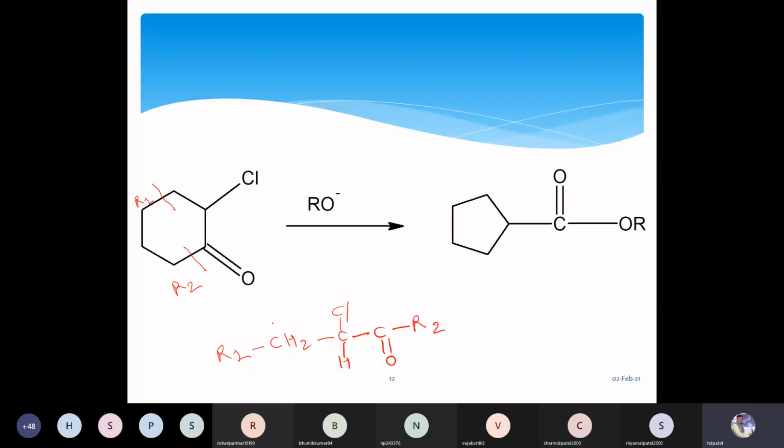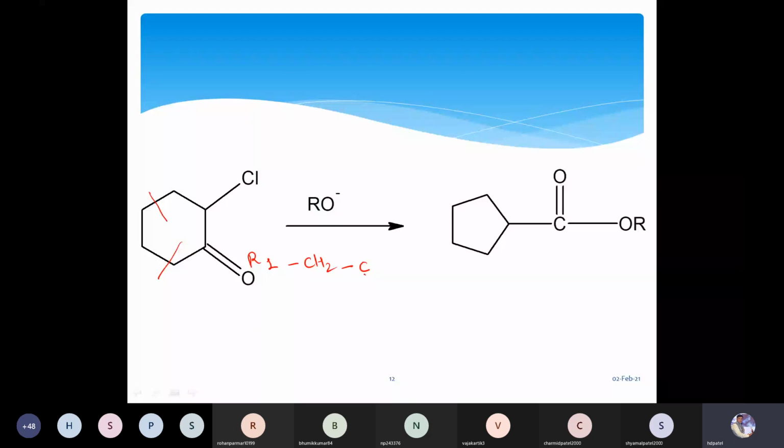Or you can write one more part over here. Instead of this bond, you can write here, so you will get more clarity about this. So I will write it again here. So what we are having: R1 CH2 CCl H CH2 C double bond O R2. Here this part is known as R2 and this part is known as R1.